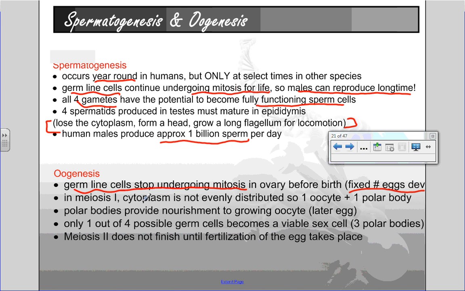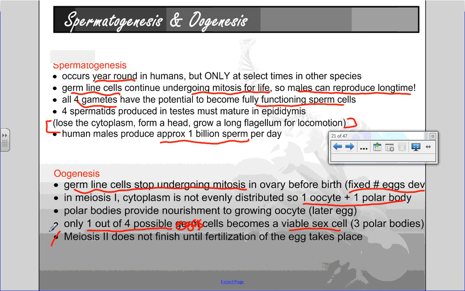In meiosis 1, cytoplasm is not evenly distributed, so we end up, like we showed in the diagram, with 1 oocyte and 1 polar body. The polar bodies help provide nourishment for the growing oocyte, which becomes the egg cell. So only 1 out of 4 possible egg cells becomes a viable sex cell. So only 1 out of the 4 will actually become a working egg cell.